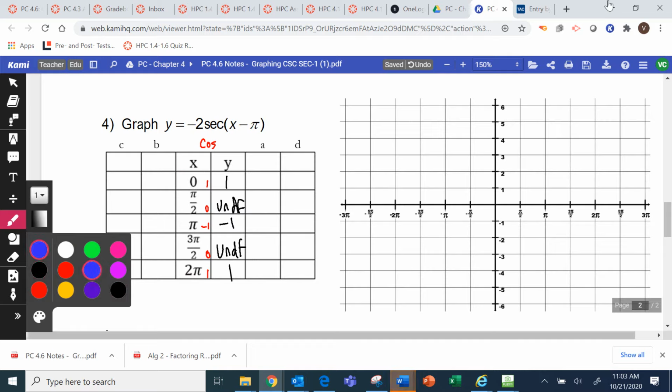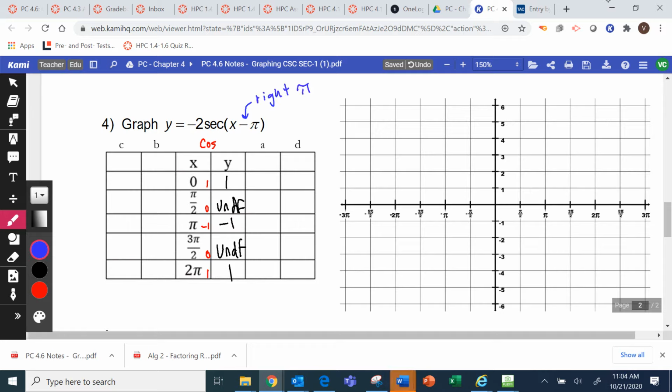Okay, then we're going to look at transformations. Blake, can you pick a transformation to tell me about? It doesn't have to be all of them, just pick one. Okay, so you're talking about inside of the parenthesis. Remember that the minus sign is actually a plus sign when it comes out. So we're going to go to the right pi. So that goes on the x side.